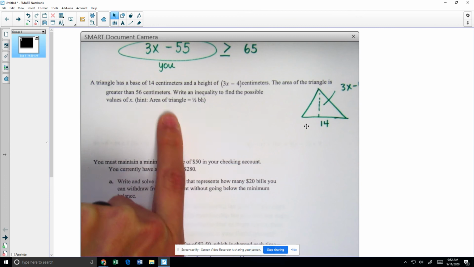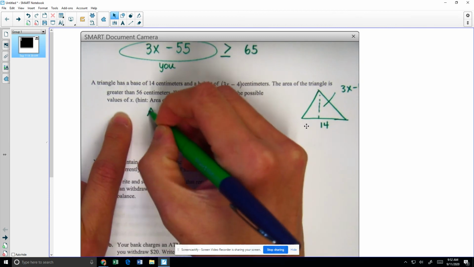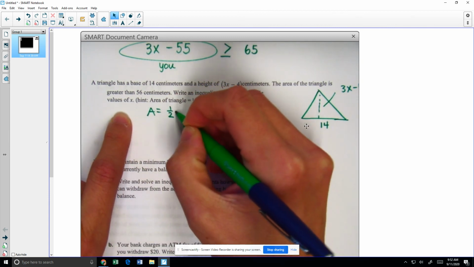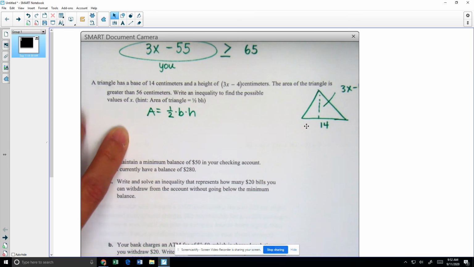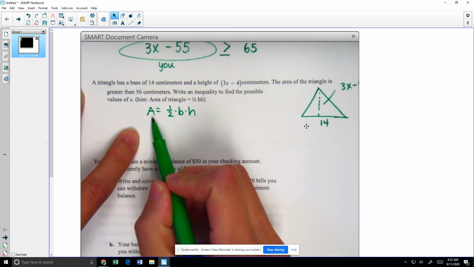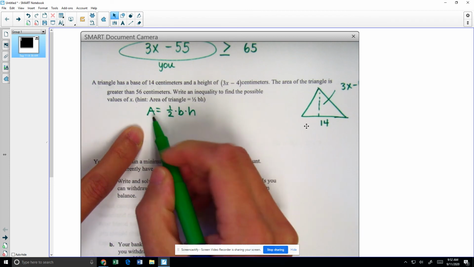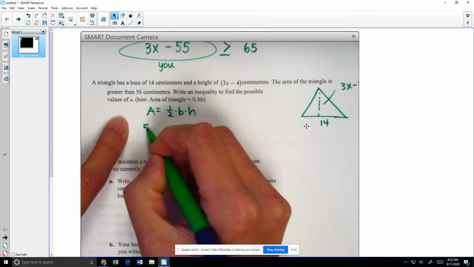So write the inequality. And I know the area is 1/2 base times height. I'm going to write that down. Area equals 1/2 times base times height. So my area, what's the number? 56, right? The area they said is 56, so let's do 56.